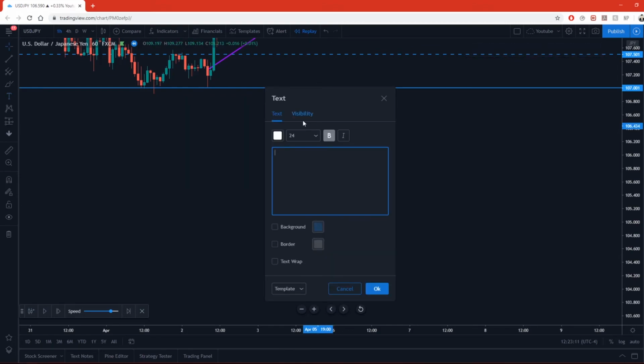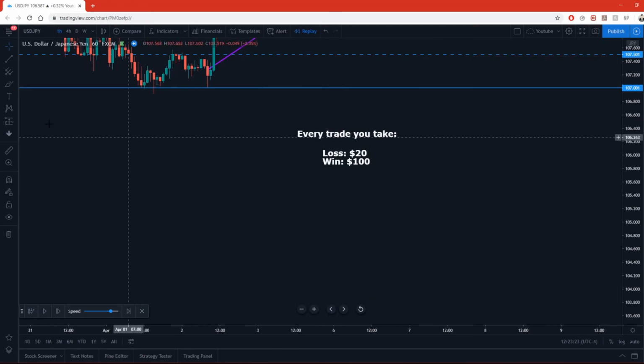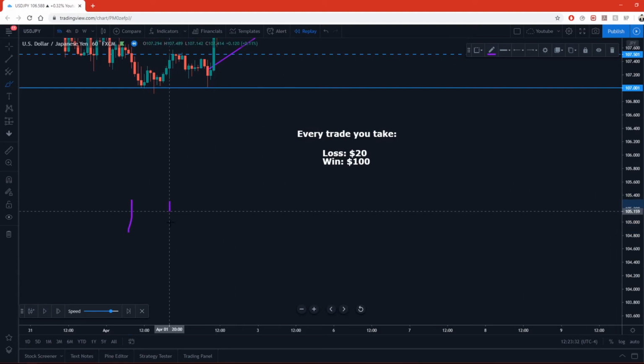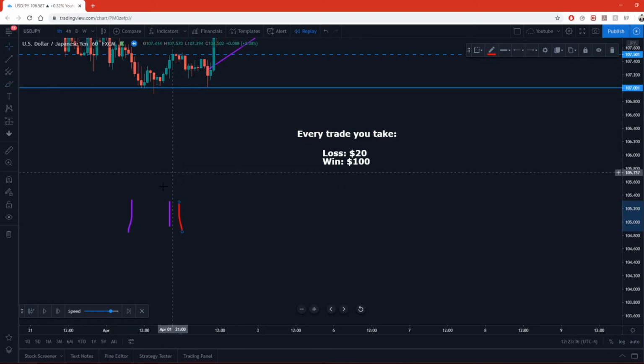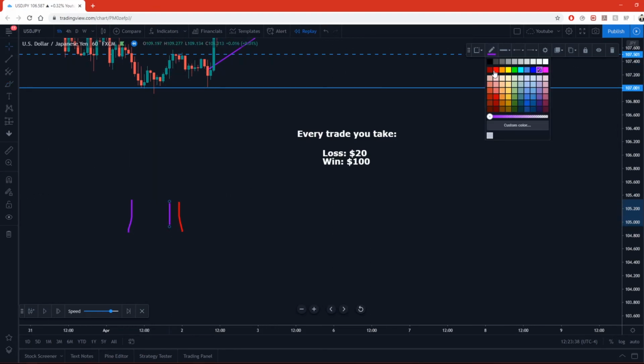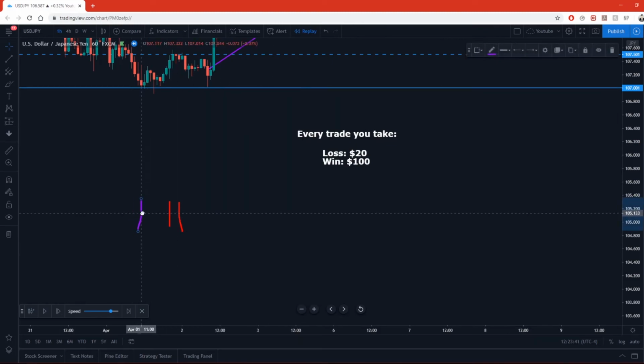I'm just gonna write everything out so it's easier to see. Every trade you take. So let's say now you want one trade and then lost. I'm gonna do 1, 2. I'm gonna make these reds just so I can show you guys that it's a loss. So now you guys won one trade and lost 2. I'm just gonna make purple as wins, reds as losses. I'm gonna make it green just so you guys can see.